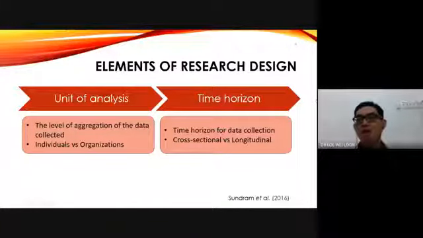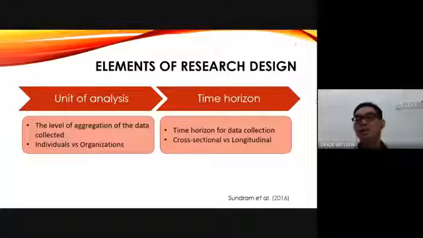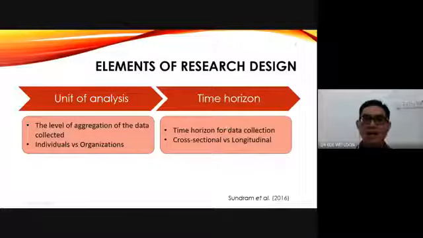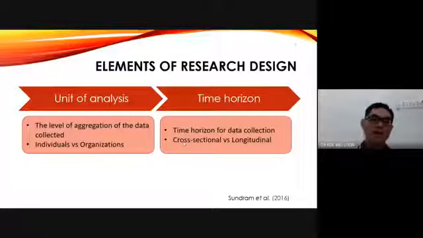And the next one, we have time horizon. So just now, someone asked a question about time horizon. Time horizon is actually very simple. Don't make things complicated. It's about the time that you spend to collect the data. There are two types: either cross-sectional or longitudinal. So what is cross-sectional? Cross-sectional means you only collect the data once. You only collect the data one time.